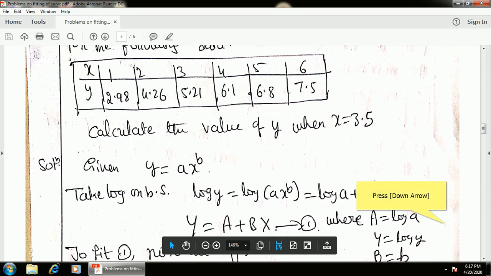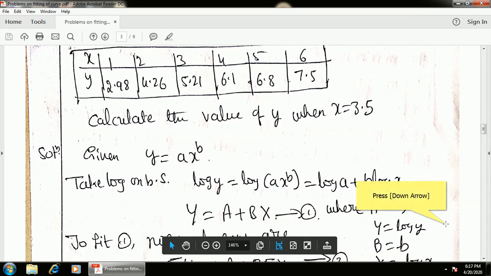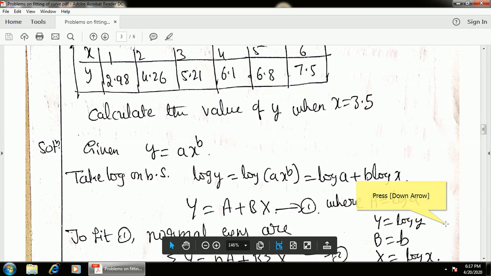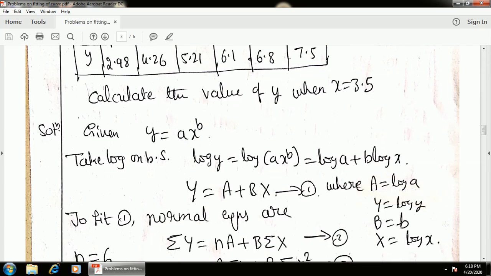For exponential curves we need to convert that to a straight line form. Take log on both sides. Log y is equal to logarithm of a into x to the power of b. It is of the form logarithm of m into n, which can be written as log m plus log n. Log a plus logarithm of x power b. Logarithm of x power b can be written as b log x. Log y is equal to log a plus b into log x.